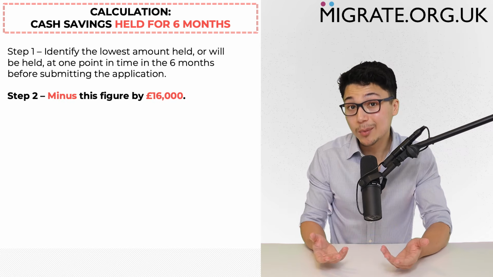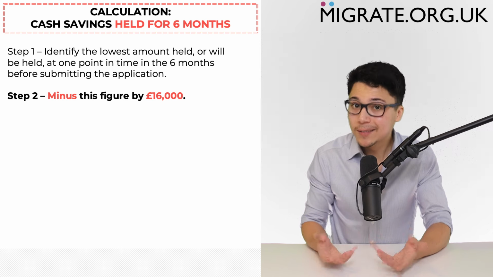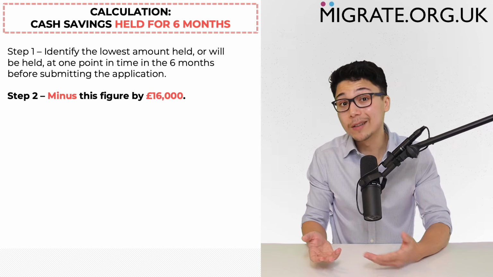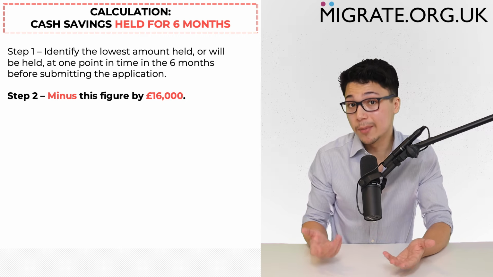The second step will require you to minus the figure in step 1 by £16,000. The implication of this is that if you have cash savings of £16,000 or less, your cash savings will not help you satisfy the minimum income threshold.